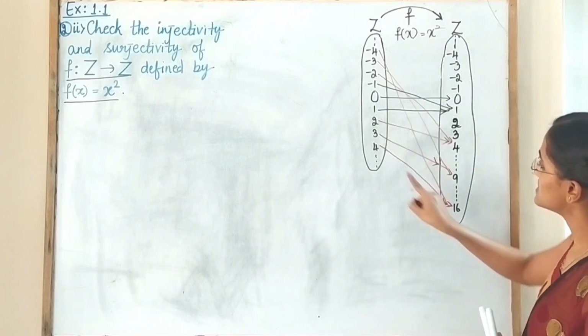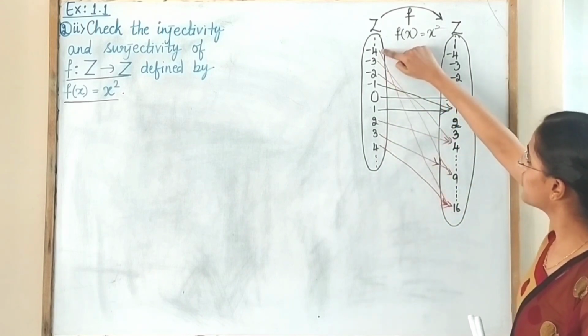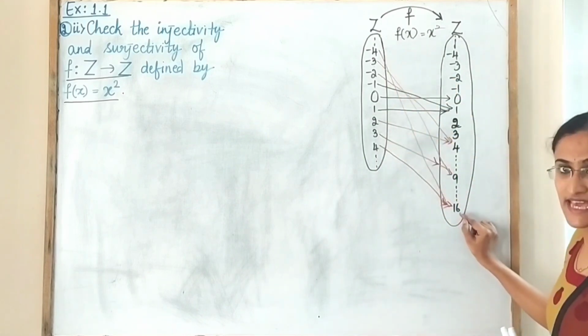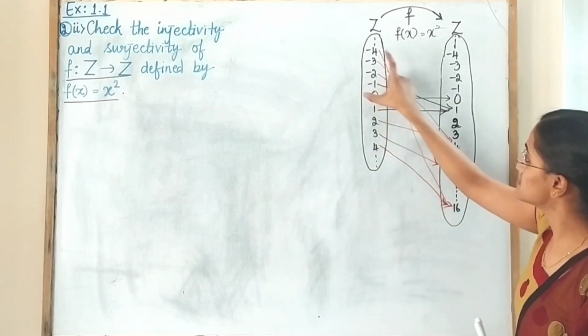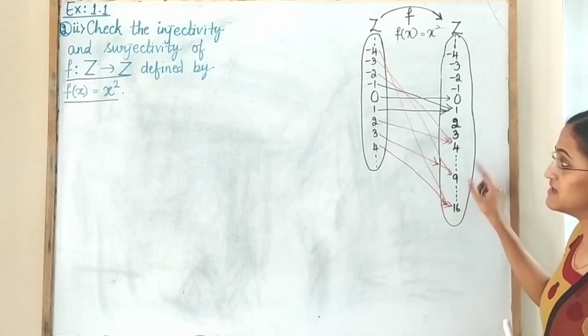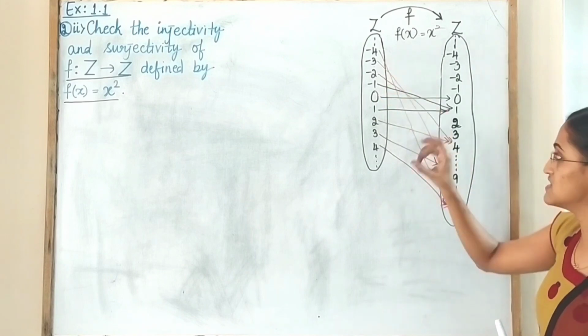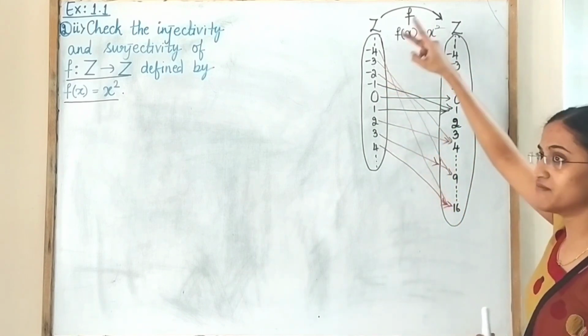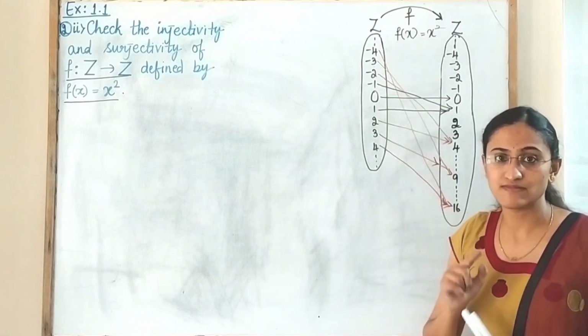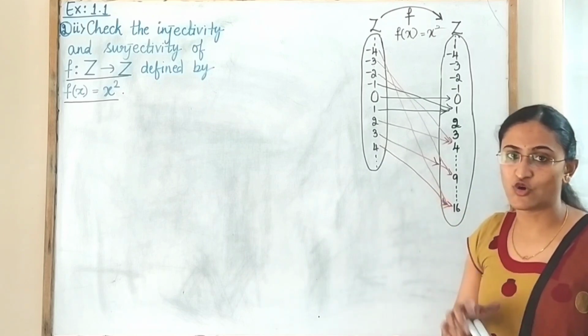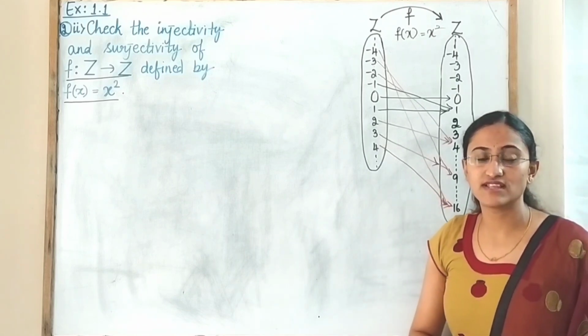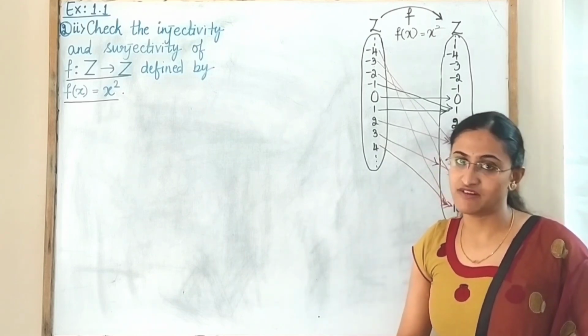You can see that plus 4 and minus 4 are mapped to the same element. Plus 3 and minus 3 have been mapped to the same element as well, plus 2 and minus 2, and as well as plus 1 and minus 1. All these pairs of elements have been mapped to the same single element in the codomain, and therefore you can conclude that the function is not a 1-1 function.